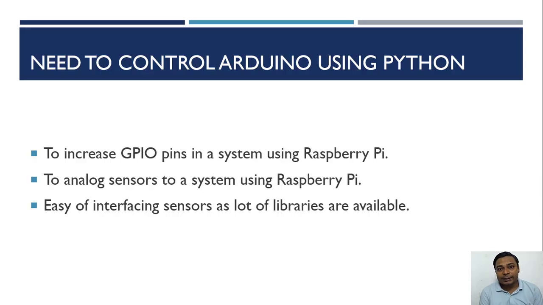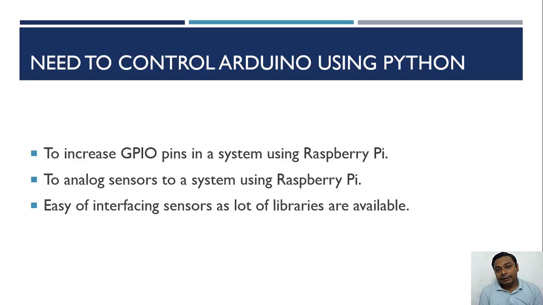So I can interface the sensors to the Arduino board, and then I can get the input from the Arduino board to the Raspberry Pi. So indirectly, I am interfacing the sensor to a Raspberry Pi through the Arduino board. In that case, I need to control that Arduino board using Python programming.